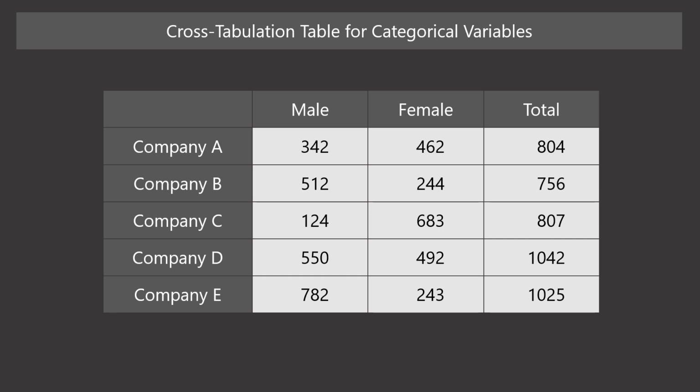Usually, the total number of observations for each row is written in the farthest right column. As we can see, Company A employs more women than men, and Company B employs more men than women, and most of the employees are female in Company C, and so on.